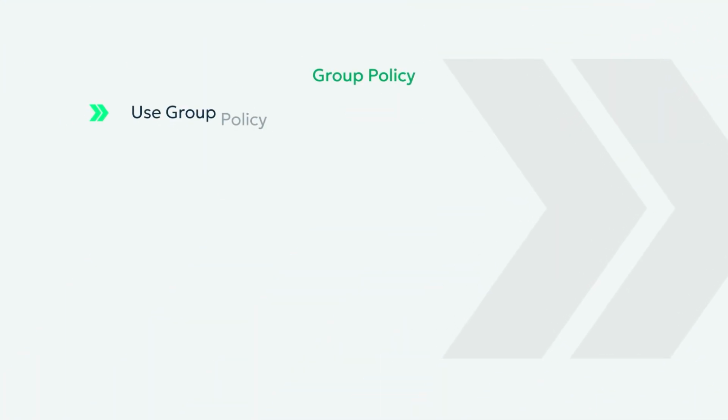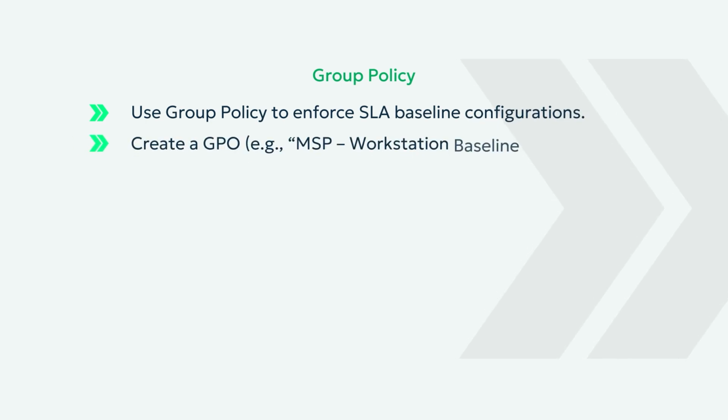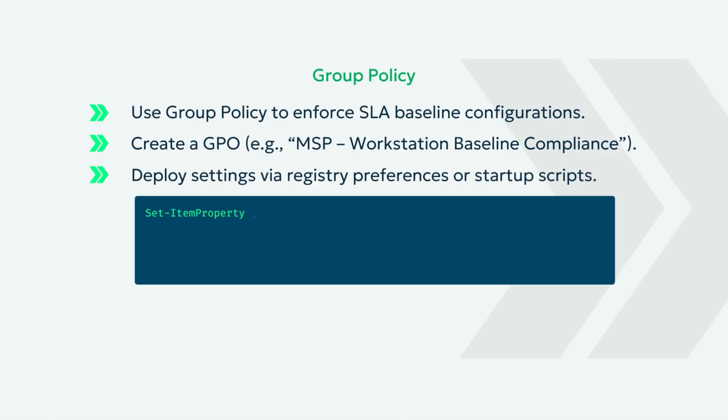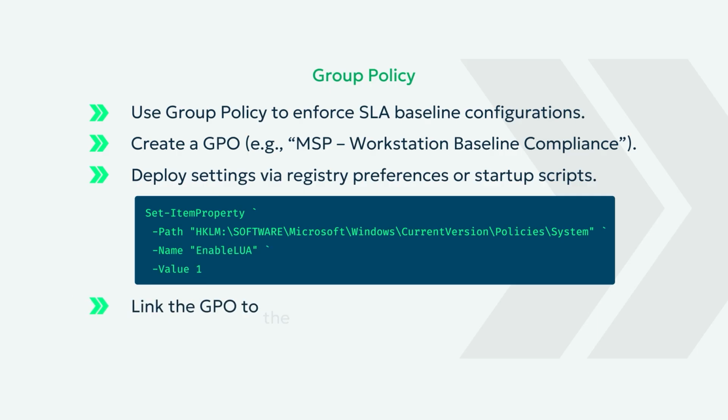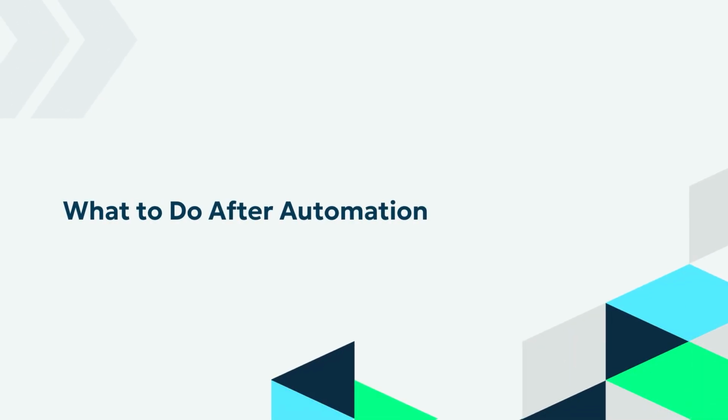Next, use group policy to enforce baseline configurations promised in your SLA. Start by creating a new GPO, for example, MSP Workstation Baseline Compliance. Then, you can deploy the setting through Group Policy Registry Preferences or startup scripts. Here's an example PowerShell command that can be deployed through GPO. Once this GPO is linked to the organizational unit containing the client's workstations, the configuration is enforced automatically across all systems.